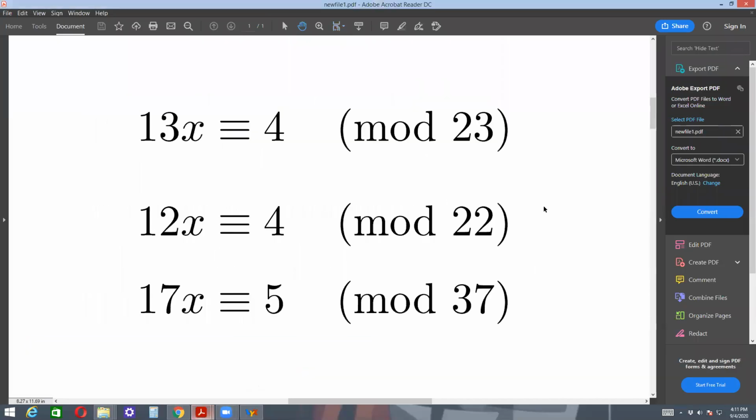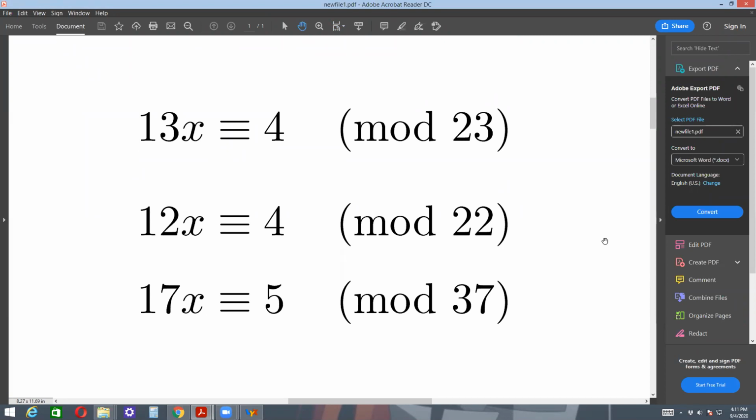Let me share this file. Actually, all right. So these are the 3 questions that I asked you to solve. Anybody has any solutions? Let's start with the first one.